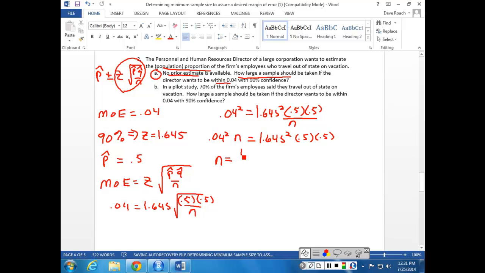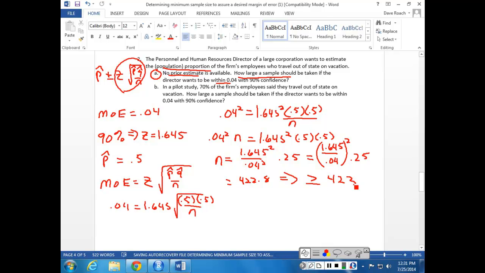N is equal to 1.645 squared divided by 0.04 squared times 0.25. You can go ahead and solve from there. What I usually do is go ahead and group those items I'm going to square into one and then 0.25. And that's equal to 422.8. So I want to take a sample of at least 423.